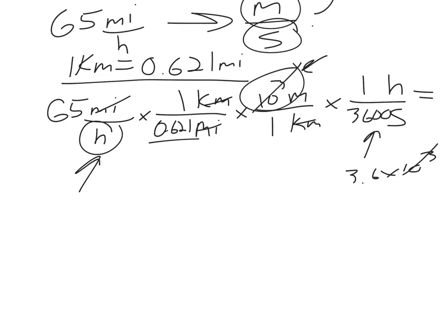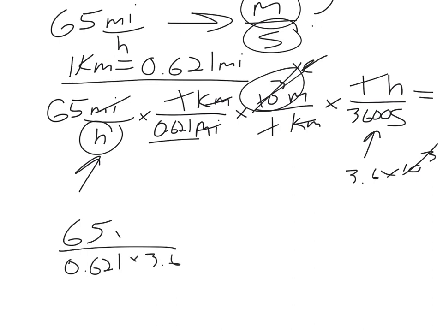So what am I left with? Well, on top I have 65. I have 1. I have 1. I canceled my 10 to the third, so I don't care. So 65 is the only thing on top. On bottom, I have 0.621. I have 1, which I don't care about, and I have 3.6 now that I had changed it to this, right? That's how I canceled my 10 to the third. Okay.